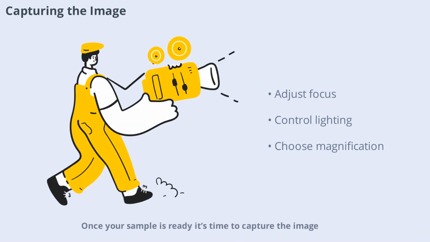Once your sample is ready, it's time to capture the image. Modern microscopes often have digital cameras attached, allowing you to take high-resolution photos. Adjusting the focus, lighting, and magnification is key to getting a clear, informative image. Take multiple shots at different settings if possible, as this can help you choose the best image for analysis.